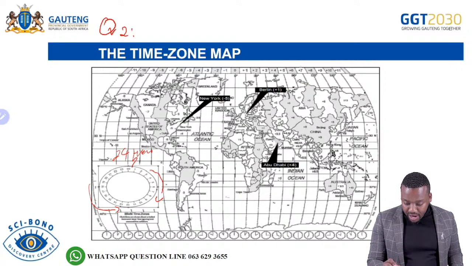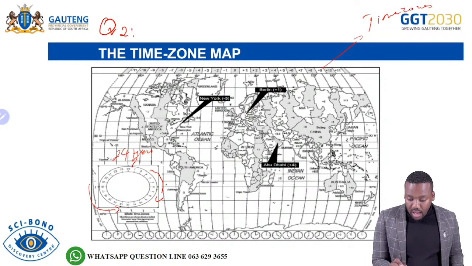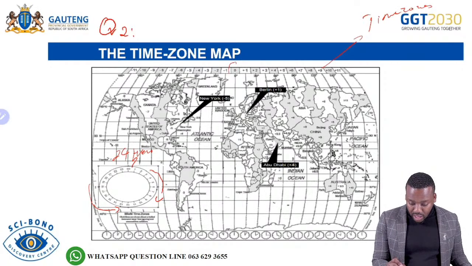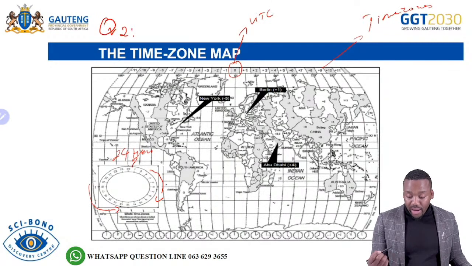What we have here, we've got these numbers here. These are our time zones, right? Plus 1 up until plus 12, and then on the left minus 1 up until minus 12, right? Then here we've got our 0 line. This is our 0 line of UTC or the line of London or GMT.